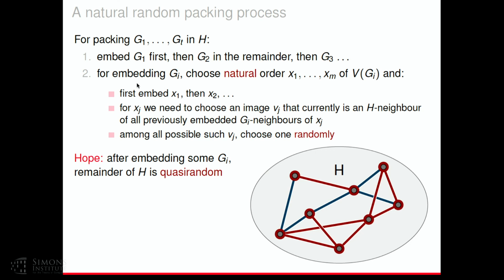And what would the hope be? The hope would be, after I did it for some copies of Gi, now of course I cannot reuse these edges anymore that I used already, so you could think about them as being deleted. And the hope would now be that what I'm left with is somehow quasi-random in some sense. So similarly as in this Rödl proof, so that then I can still repeat my random process. So somehow we would need to show that such a random process preserves some suitable quasi-randomness property.